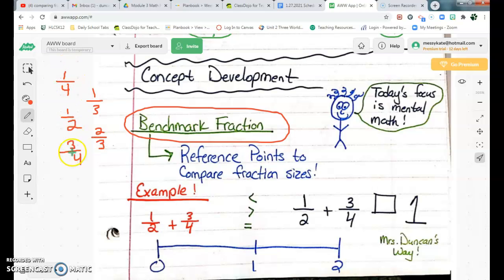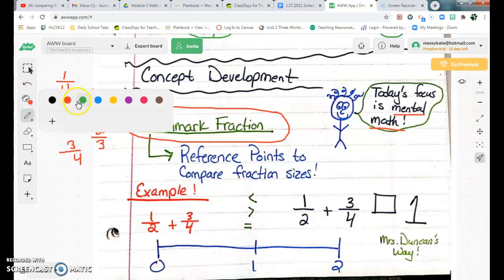These are fractions on a number line that we are going to be using to solve a lot of these problems mentally. If you look at my figure over here, it says today's focus is mental math. So we're going to be focusing today on using these benchmark fractions to compare where our sum or our difference is going to be in comparison to one whole. Okay, so let's go ahead and get started because these are really tricky, guys. I'm not going to lie, they're tricky.